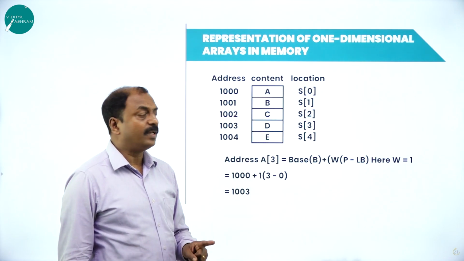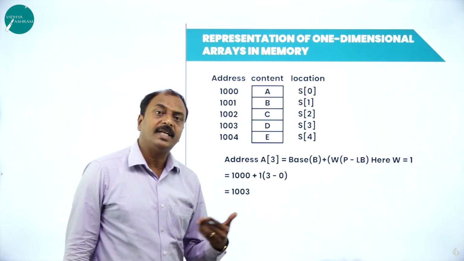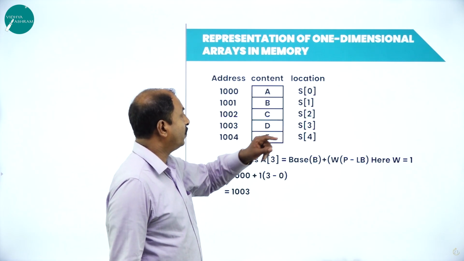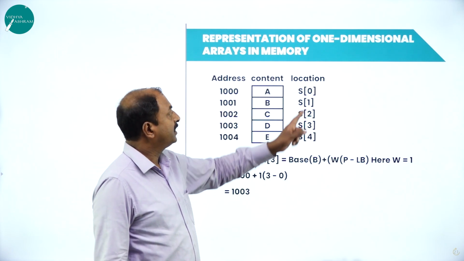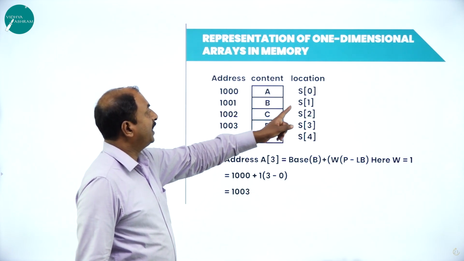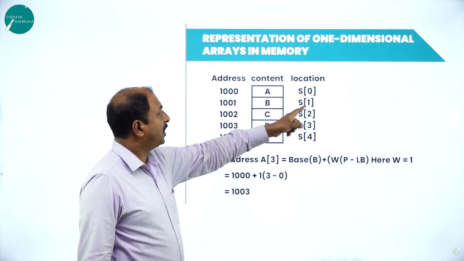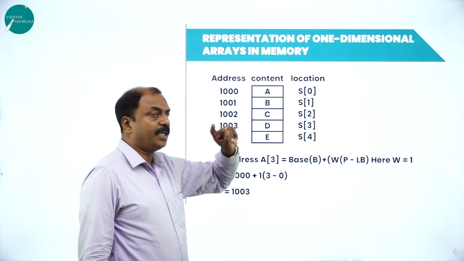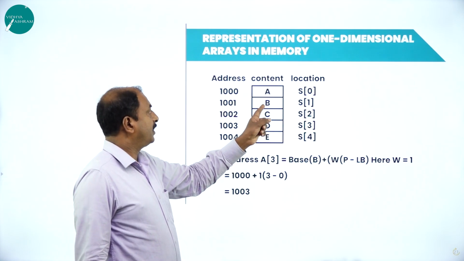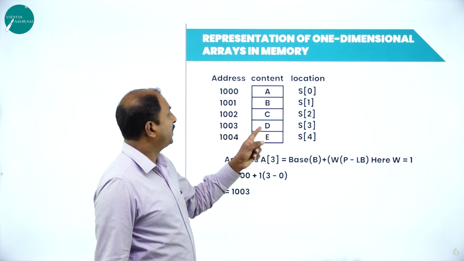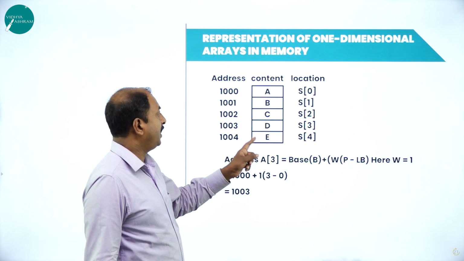Address of the first element, how do we refer to it? Our index of the first element is 0. Here S of 0 means S is the name of an array, 0 is the index. So S of 1, here S is the name of the array, 1 is the index. So S of 1 means the index 1, the value is B. And similarly for C, D, E.